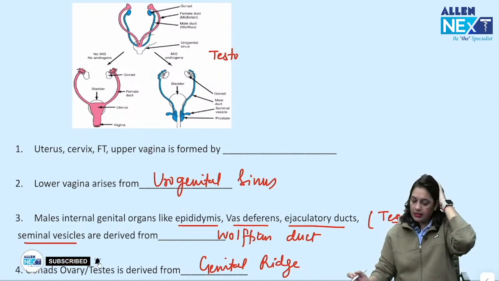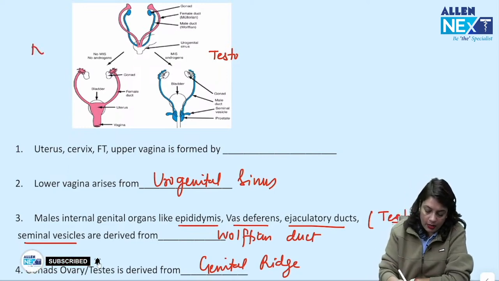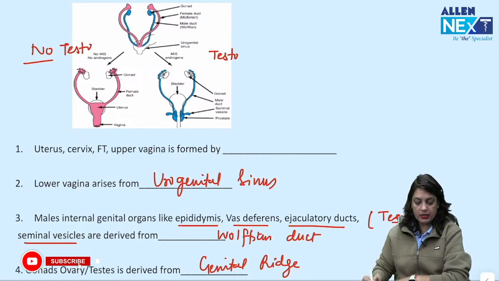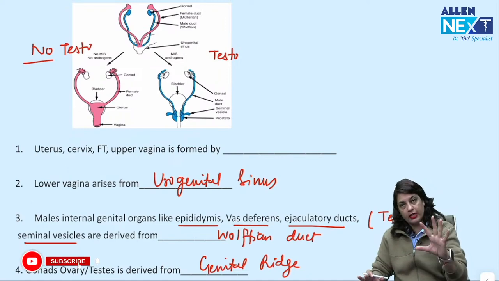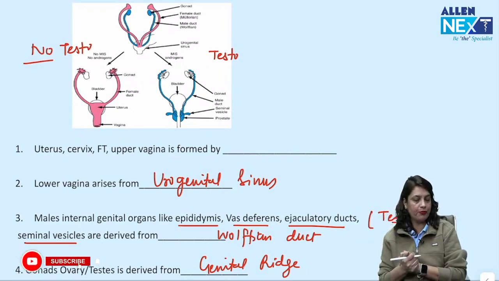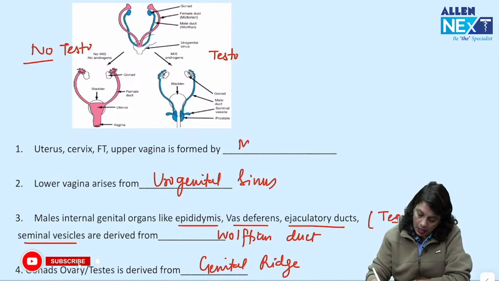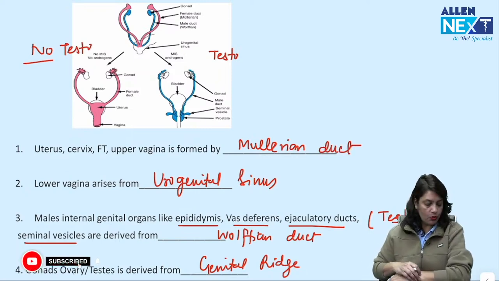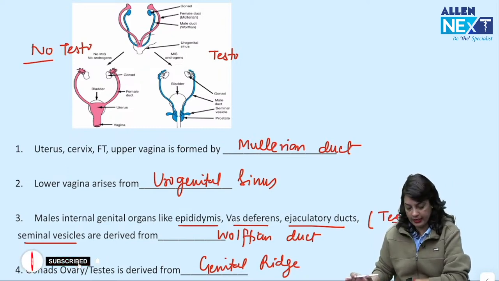Next, uterus, cervix, fallopian tube and upper vagina. See, if there is no testosterone, that means the gonad is not testis, it is ovary. So, there are no Sertoli Leydig cells, so no testosterone. Then Wolffian duct regresses and forms the remnants, which are epoophoron and paroophoron, and Mullerian duct forms uterus, cervix, fallopian tube and upper vagina. So, Mullerian duct derivatives are uterus, cervix, fallopian tube and upper vagina. Lower vagina arises from urogenital sinus, gonads derived from genital ridge.